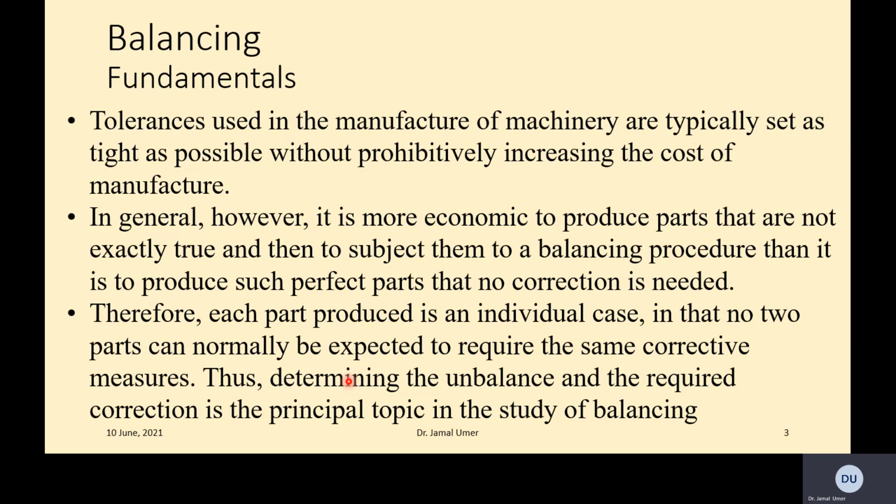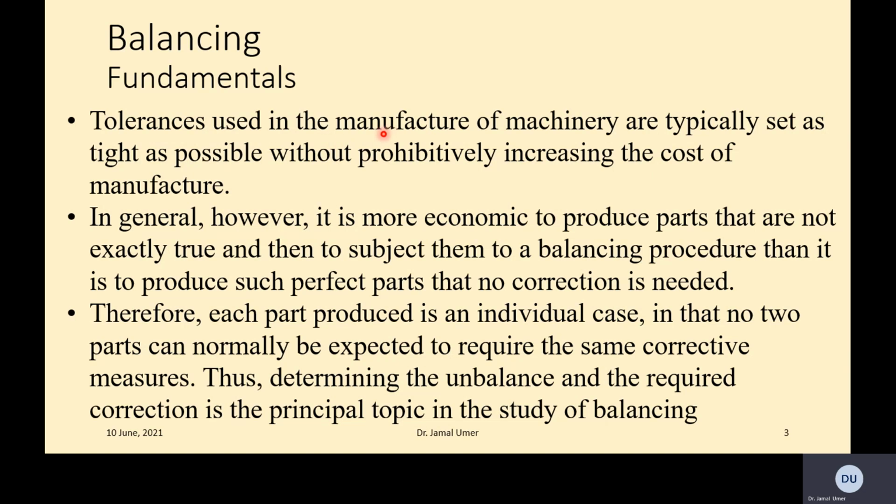Tolerances used in the manufacture of machinery are typically set as tight as possible without prohibitively increasing the cost of manufacturing. Tolerance is the word used when you are manufacturing some machinery part. You have some plus minus limits. For example, you are manufacturing a part with a diameter of 5 millimeter, but the final part could be 5.1 millimeter or 4.9 millimeter. So this 0.1 on each side of 5 mm is called a tolerance.